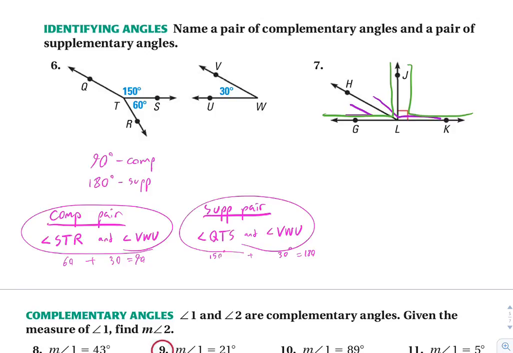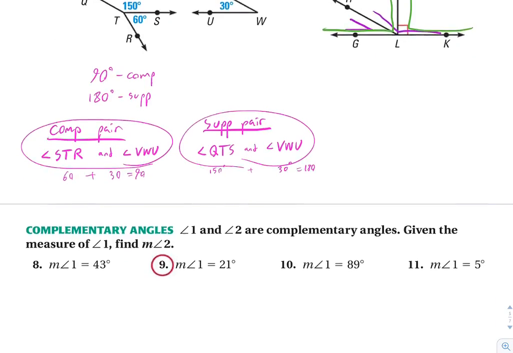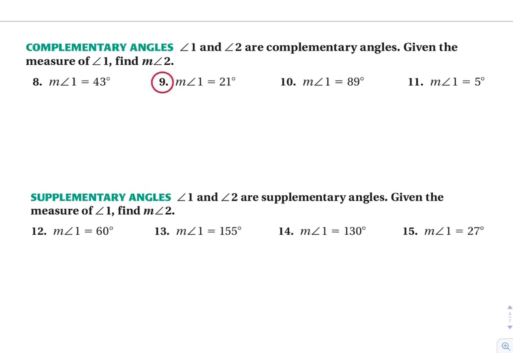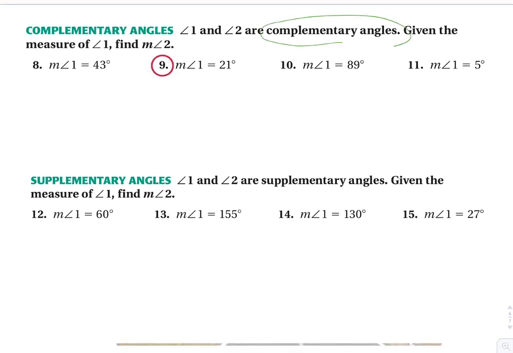I just want to talk about it. I didn't write out the angle names. Okay, so angle 1 and angle 2 are complementary angles. Given the measure of angle 1, find the measure of angle 2. Well, the measure of angle 2 is going to be the leftover from the 90, so it's going to be 90 minus the 43 we already know. So it's going to be 47 degrees, right? And the rest are going to be the same, so we don't need to go through all those.